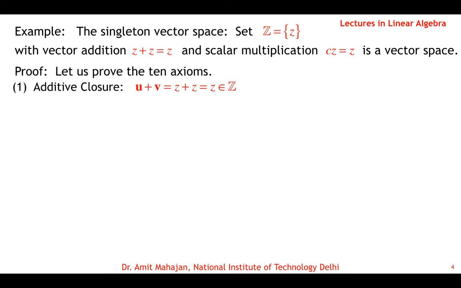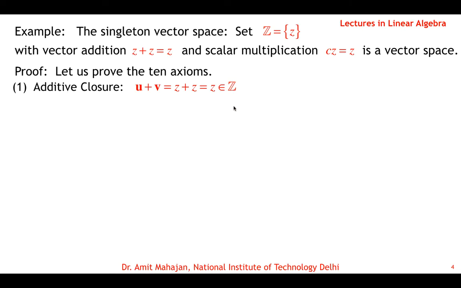the additive closure. If there are two vectors u and v in this set, then u plus v also belongs to this set. If we take two vectors u and v, because there is only one element here, u should be equal to z and v should be equal to z. Because the addition z plus z is defined to be equal to z, we get z plus z as z, and because z is an element of capital Z, it is true that u plus v belongs to the set. So additive closure is true.